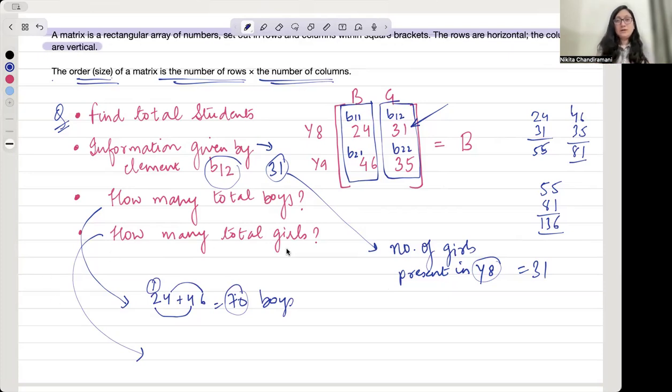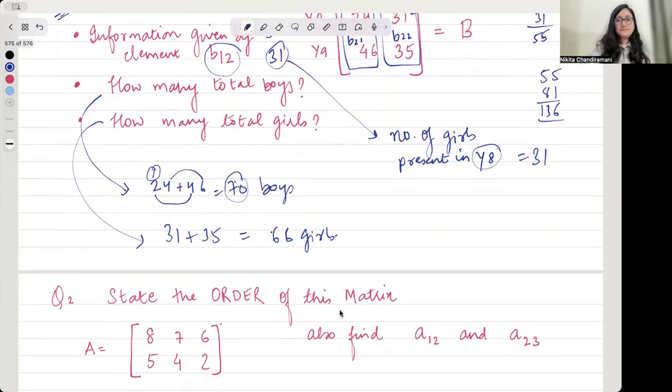Right. So how many total girls are there? We can see the girls are 31 plus 35, because in year 8 there are 31 girls and in year 9 there are 35 girls. So 31 plus 35 is going to be 5 plus 1, 6, and 3 plus 3 is also 6. So 66 girls are there. Easy? So this is how we are supposed to do the fundamental questions of matrices.